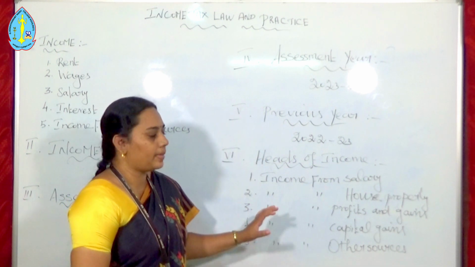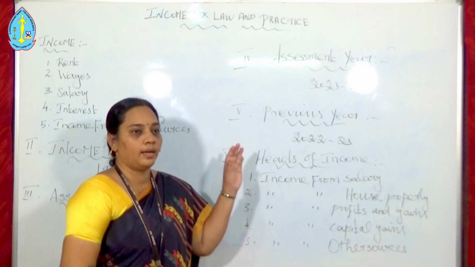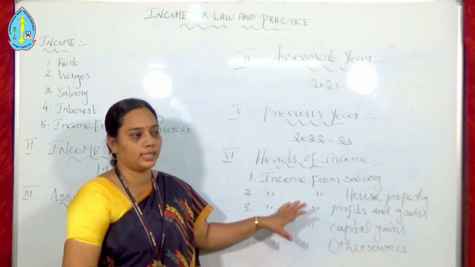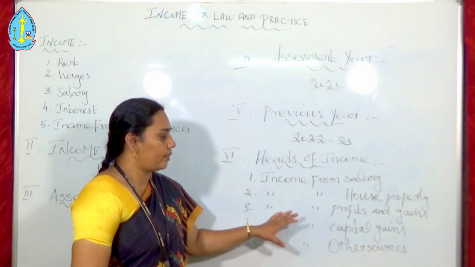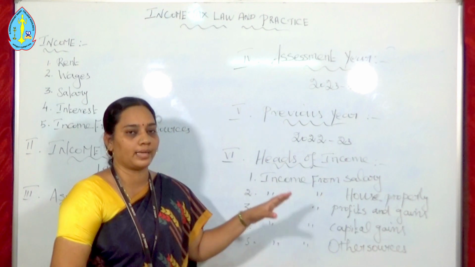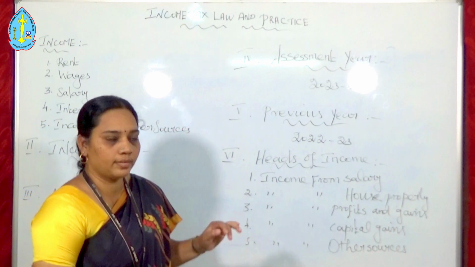Okay. As per the Income Tax Act 1961, every person should pay the tax. The person's earnings are classified according to the 5 heads of income. Okay, so these are the 5 heads of income. So it is calculated for accurate tax calculation.